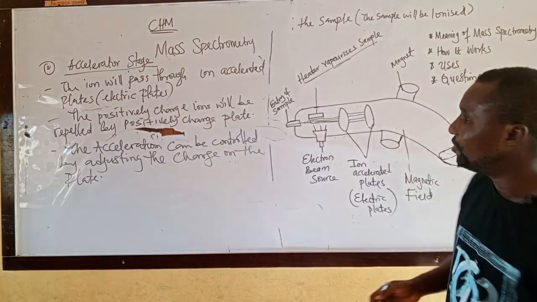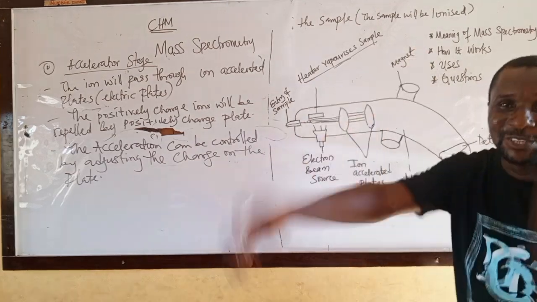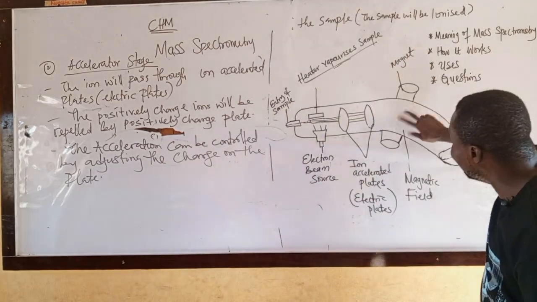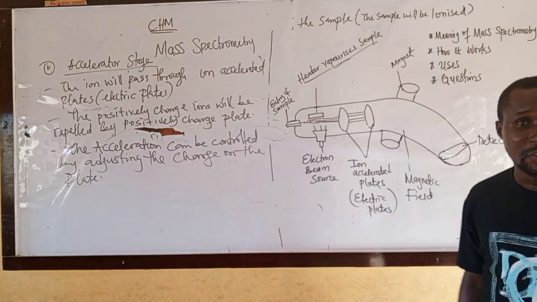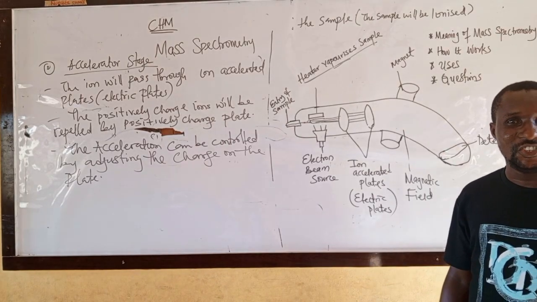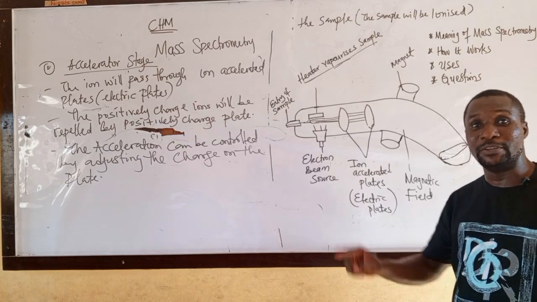Then the next stage, which is the third one, you will always see a question on it. This is the separation stage, which I can also call the deflector stage, also known as the separator stage.